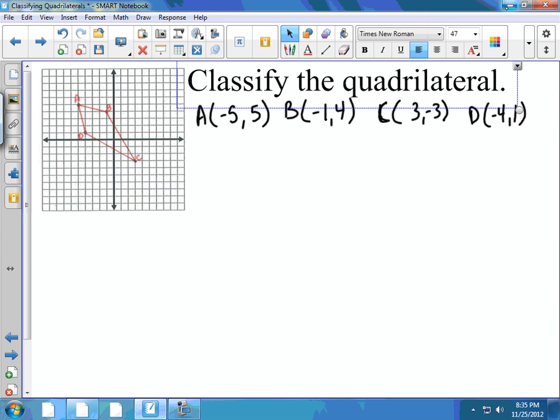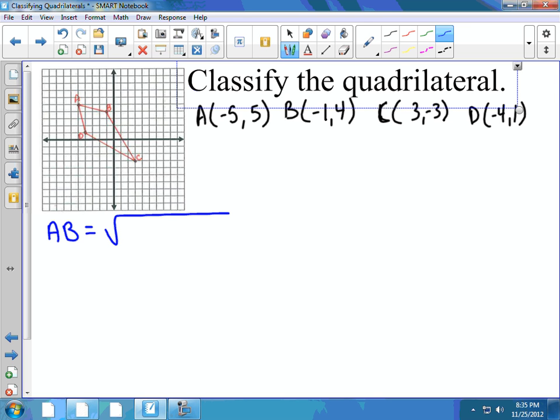All right, so we've got another quadrilateral to classify. Again, first step, always make sure that you plot the quadrilateral and then connect the vertices. The second step, use the distance formula to figure out the lengths of the sides. So we're going to figure out what's the distance from A to B. Again, you want to use your distance formula here.